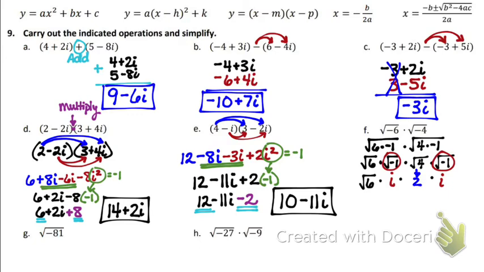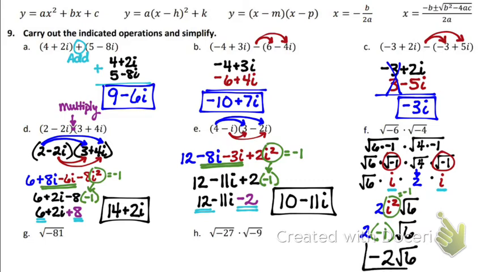What is i times i? i squared. All right, so I have 2i squared square root of 6. But you guys just told me a moment ago that i squared is the same as what? Negative 1. So this is really 2 times negative 1 times the square root of 6. What's 2 times negative 1? Negative 2 square root of 6.